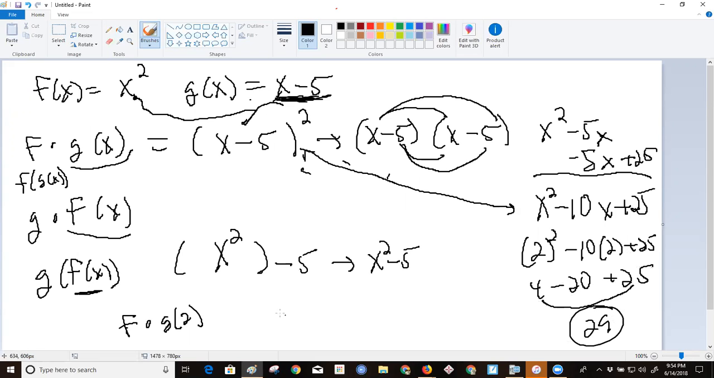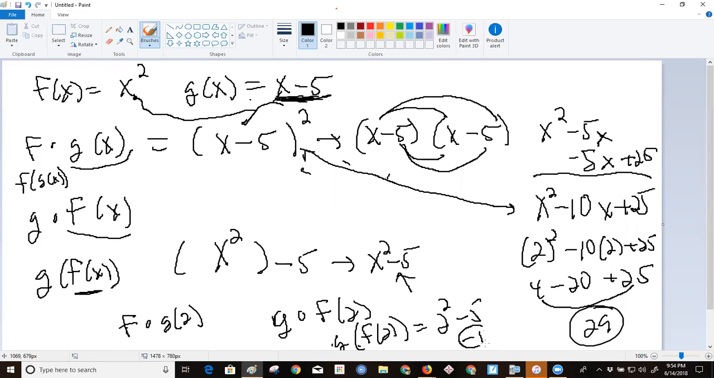And then if I wanted to find g of f of 2, I'm going to use this function right here. That'll be 2 squared minus 5. 4 minus 5 is negative 1. Okay, so that's how you can deal with this.